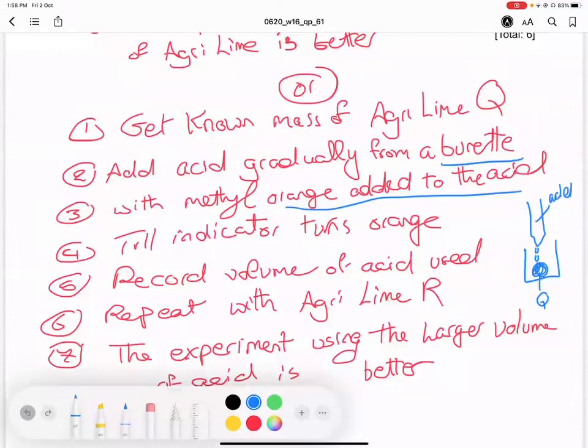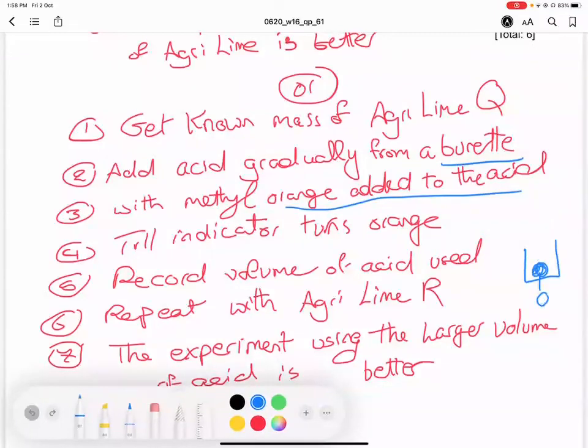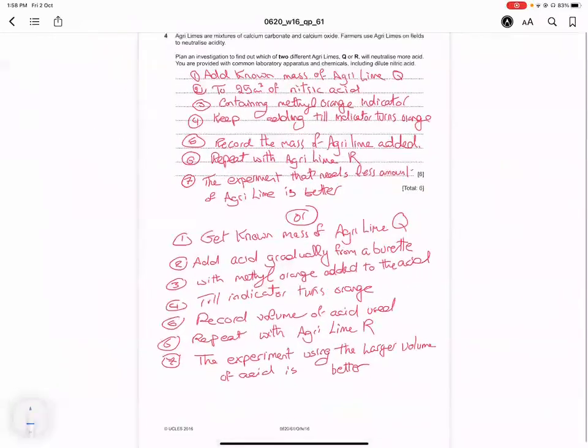Each point that I write is worth 1 mark. Okay, so check for yourself. And we have finished the exam. This was November 2016, variant 1, by Mr. Marco.